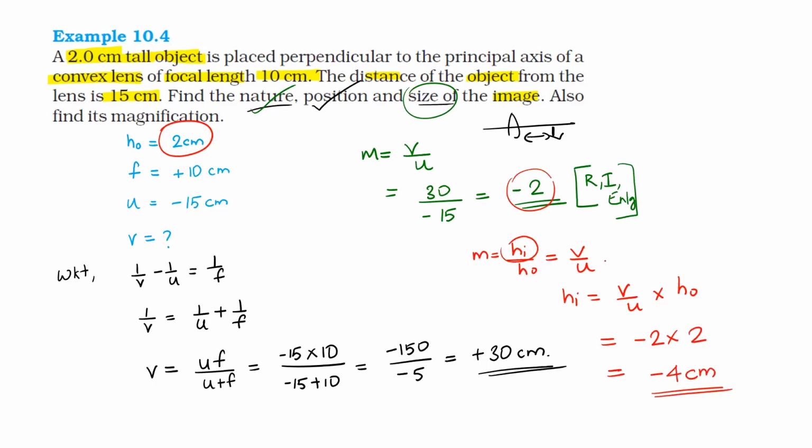And what does this minus show? Minus shows that it is inverted. That is vertically inverted. That is the meaning of minus. So finally, write all this in words. Completed? Yes, sir. Okay, fine.